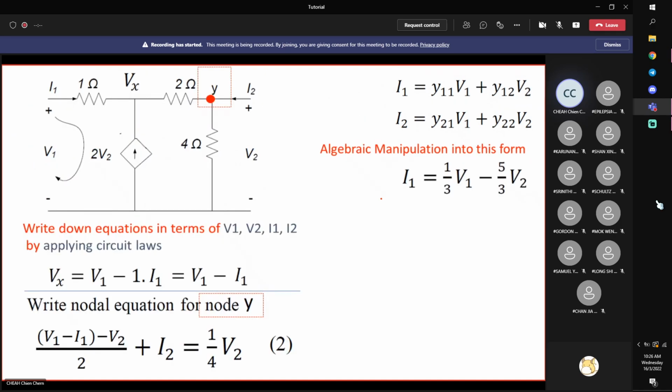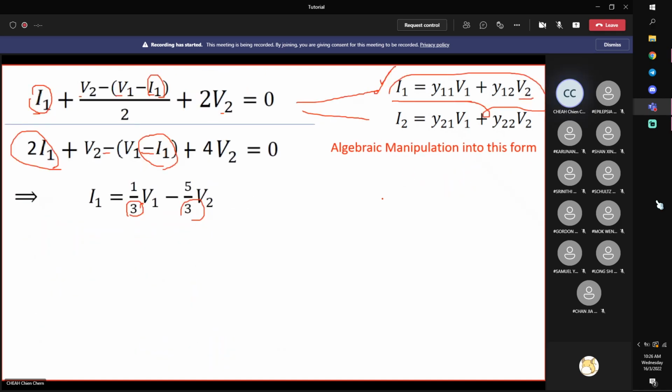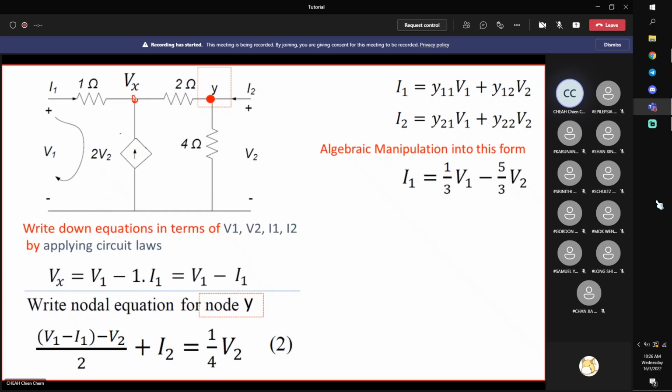After you get the first equation, proceed to the other node. We have done this node. Proceed to another node, write down another equation by Kirchhoff current law. So again, this is I2, just write down I2 inflow. And then here I will assume inflow as well. Vx is V1 minus I1, Vx minus V2, this node Vy is actually V2. Vx minus V2 divided by 2 ohms is the current flowing into the node through the 2 ohm resistor.